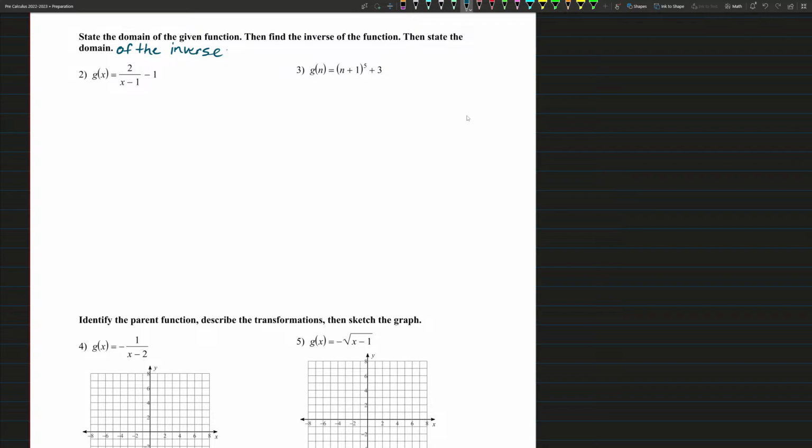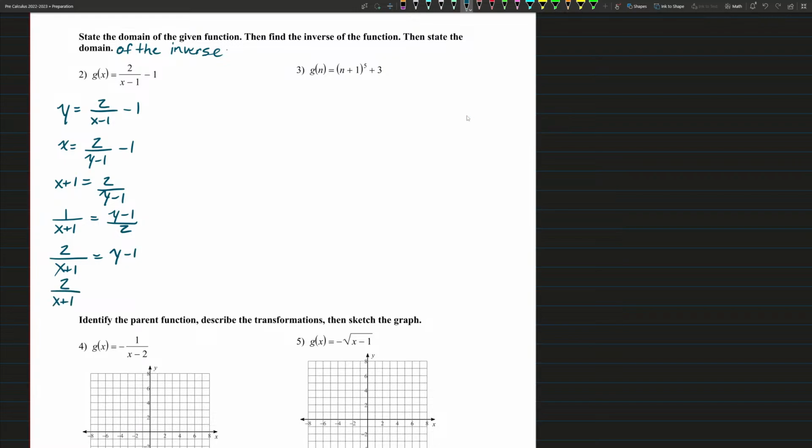Okay, so in order to do this, we're going to rewrite this as y is equal to 2 over x minus 1, minus 1. We are going to swap variables, and then we're going to solve for y. So in this case, we'd add 1. We need to flip everything, and then multiply by 2, and then add 1. And then this is our inverse.